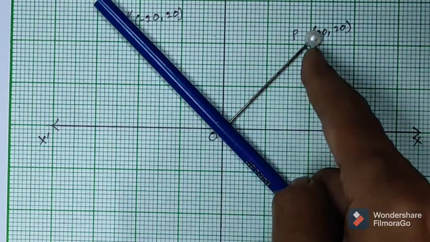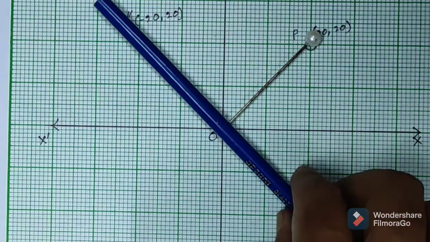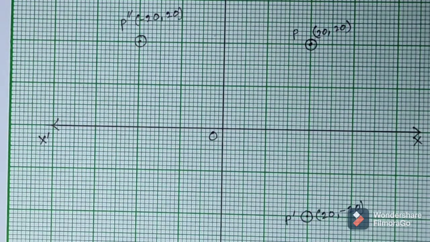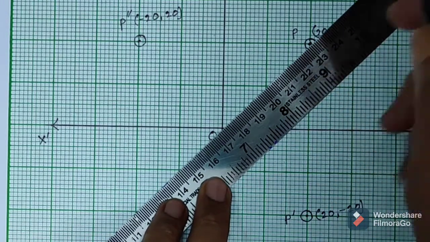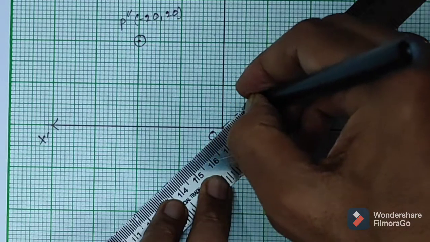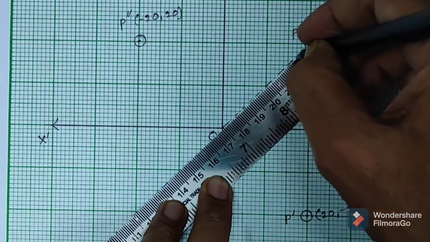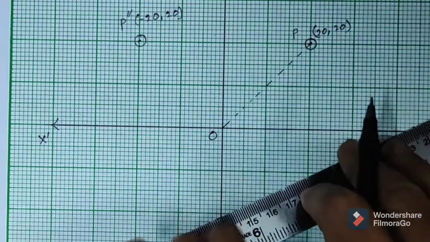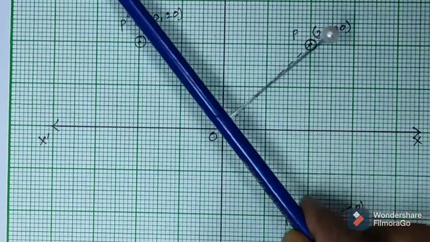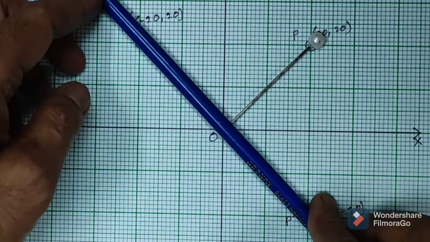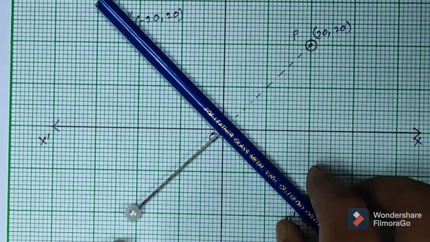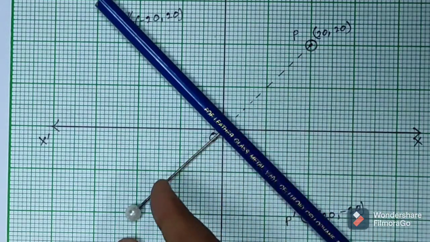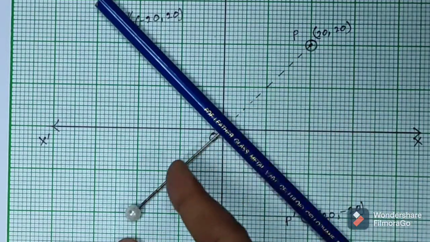So, we can join the origin and the point. Let us join first. I am joining by a dotted line. And since after reflection this will come here, means what? The extension of the same line. So, first we extend the line.